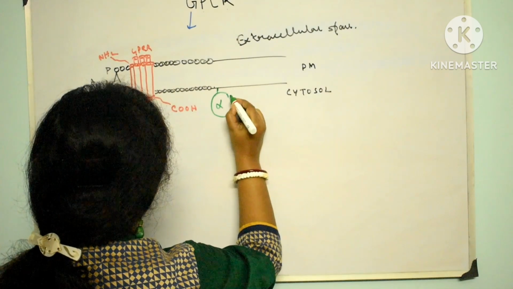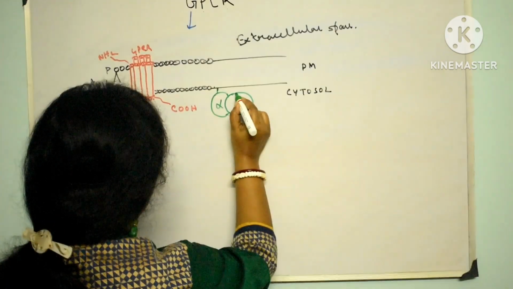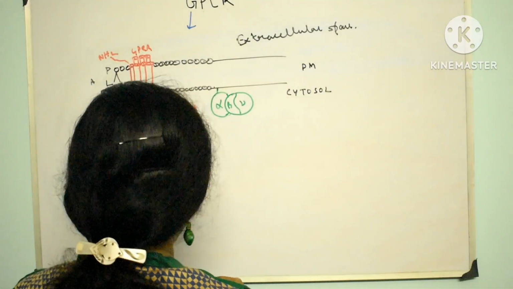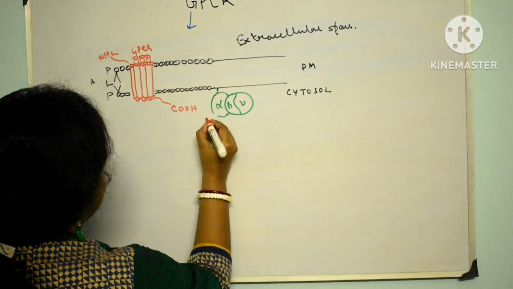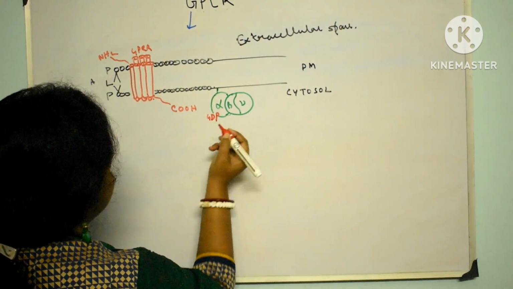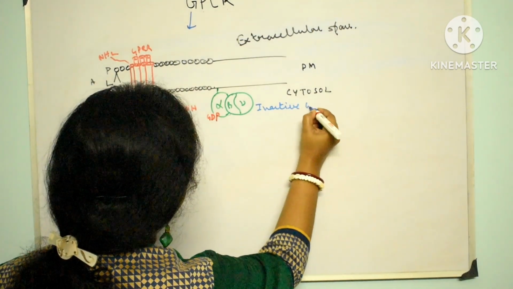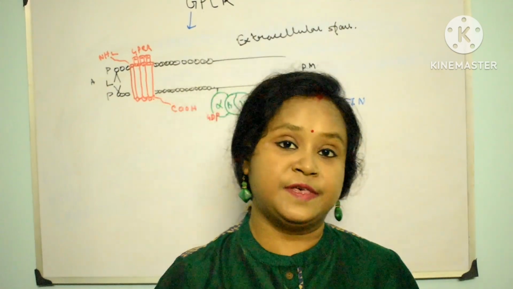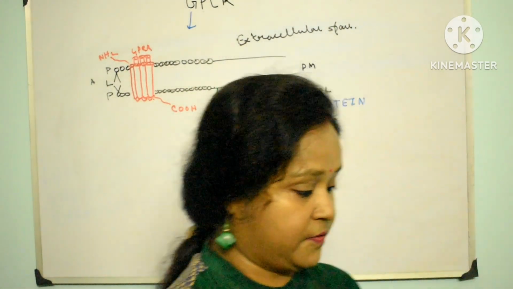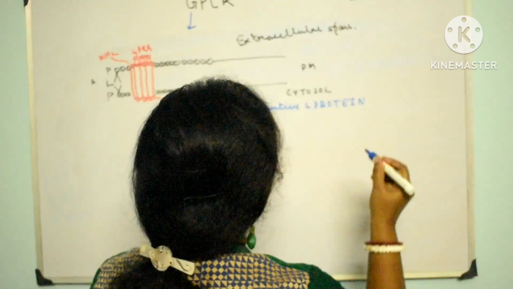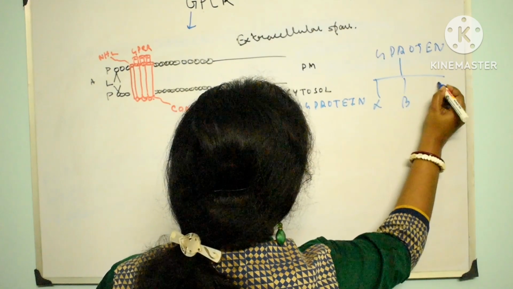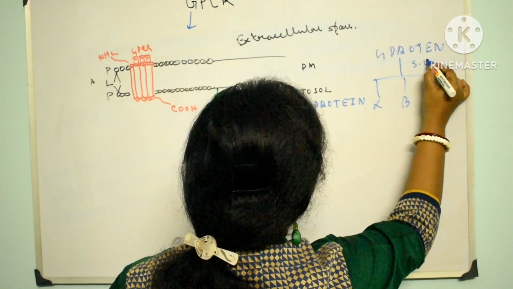Alpha, beta, and gamma. GDP is bound normally. It's the inactive form. GDP is bound here. Inactive G protein. So let's concentrate on the structure of G protein. G protein has 3 subunits: alpha, beta, and gamma subunits.